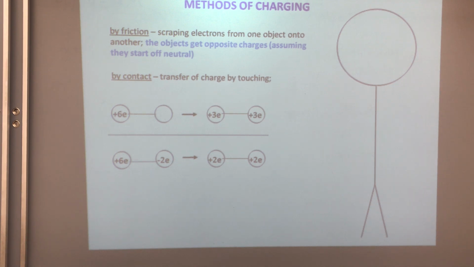And so here's what we see for charging by contact. The total charge is shared equally as long as the objects are equal in size. That's not always going to be the case, but for this first level, we will consider it to be the case we'll always look at. If you go to higher levels of physics, then you'll see other situations happening.